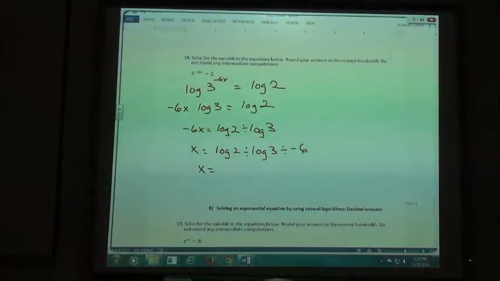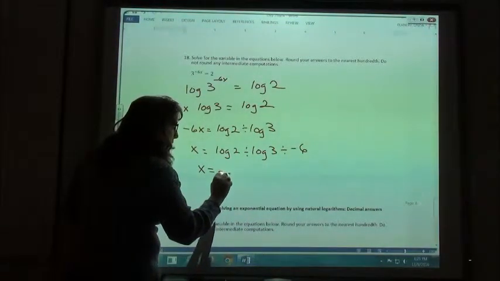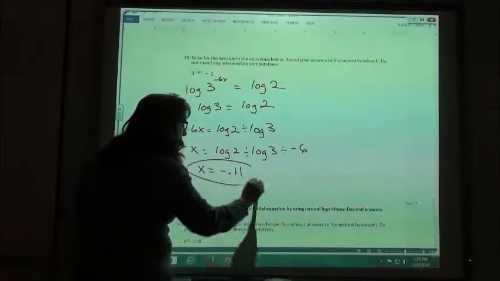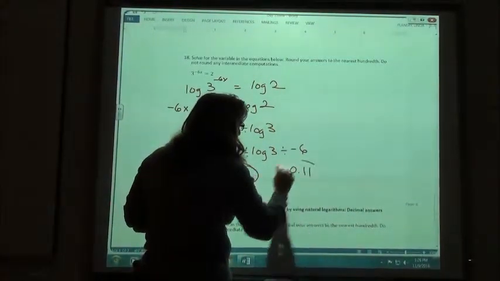Did you punch that in there? Yeah, I got it already. You got what? 0.11? Negative, yeah, negative 0.11. Negative 0.11? Yeah. They're going to put negative 0.11 just because it looks prettier.